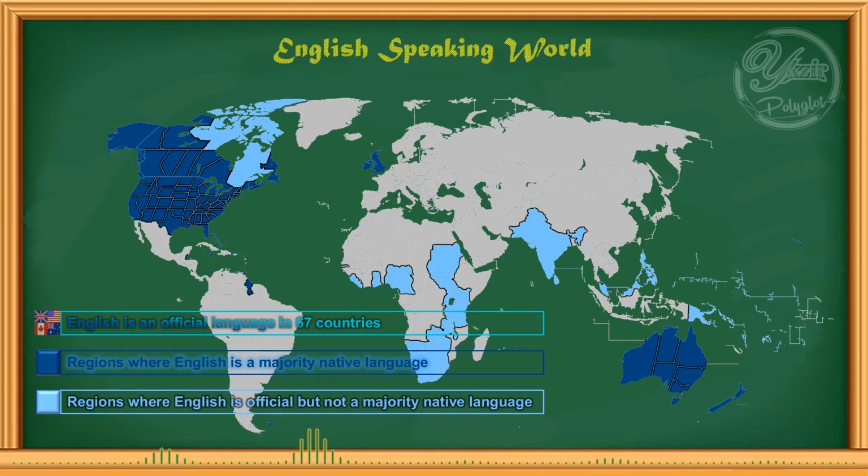It is an official language in 67 countries. The regions in blue are where English is a majority native language. The other regions, in cyan, are where English is official but not a majority native language.